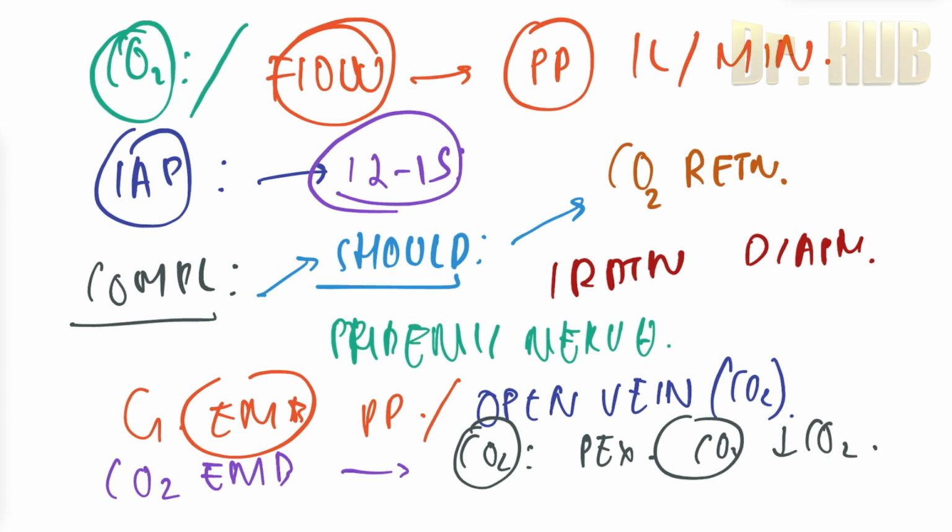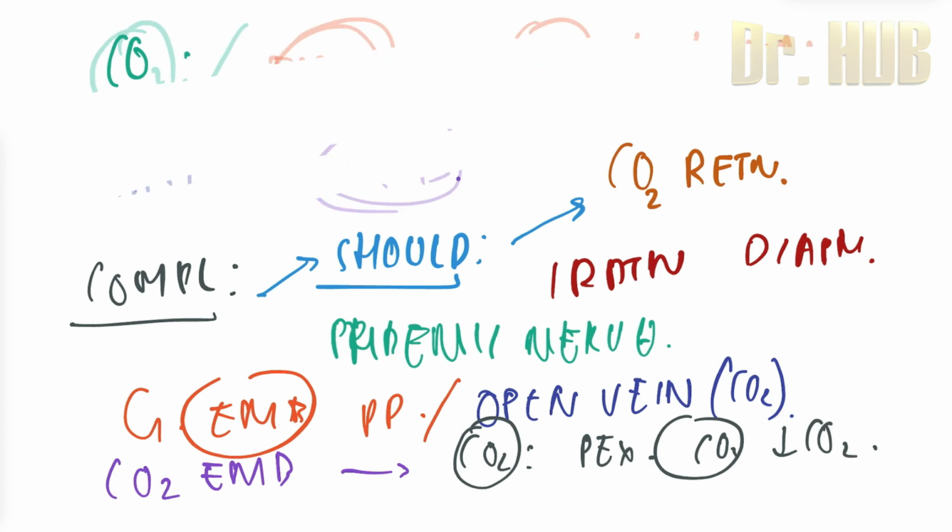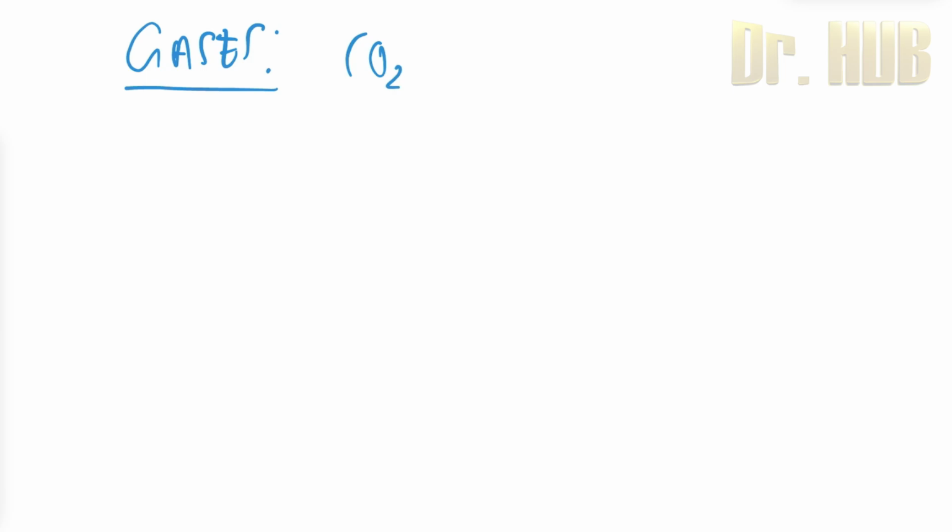Next, we move on to the gases used in creating the pneumoperitoneum. What are the gases used in creating the pneumoperitoneum? The preferred gases include carbon dioxide as well as N2O.